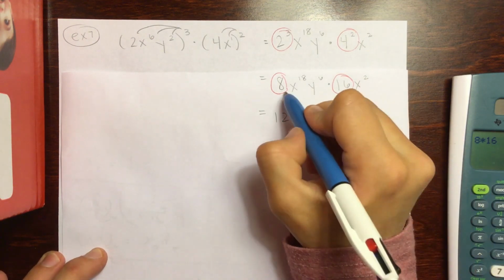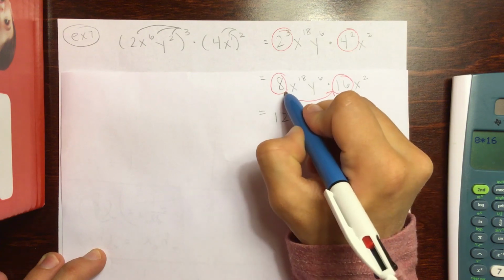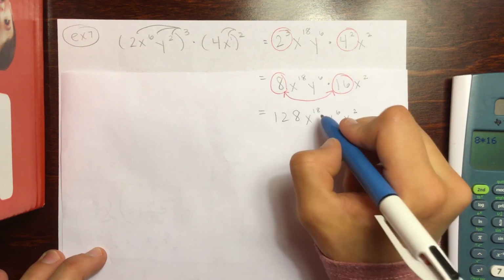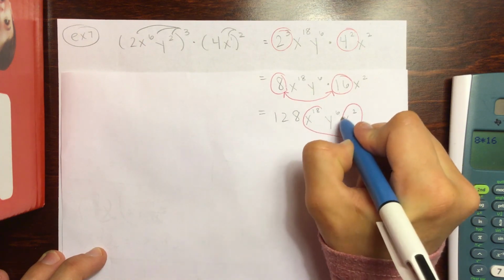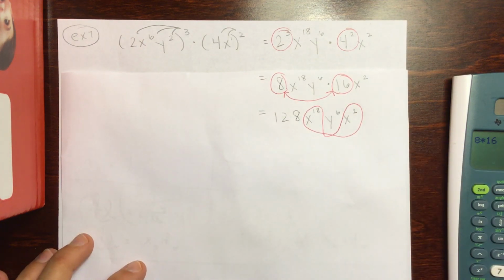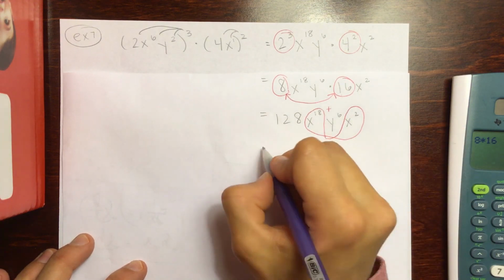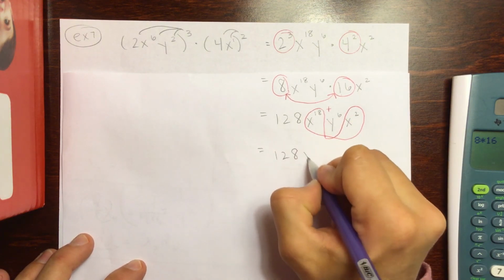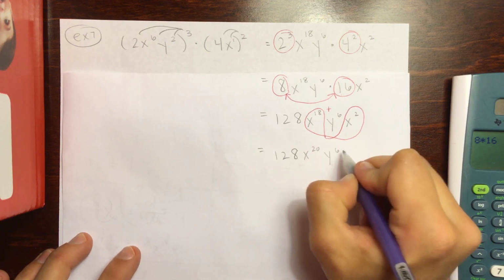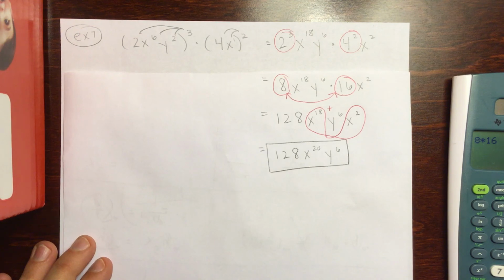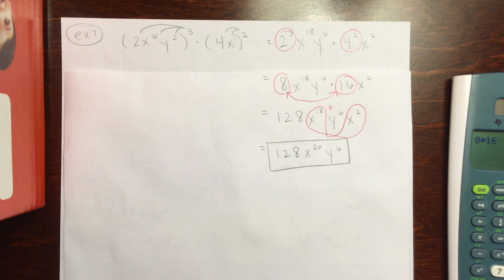So I combined these two together. Next, I have multiple x's, so I want to combine these two together. I will add your exponents. And that's your final answer. I don't have multiple bases, I don't have negative exponents, I don't have parentheses, and I don't have double exponents. Done.